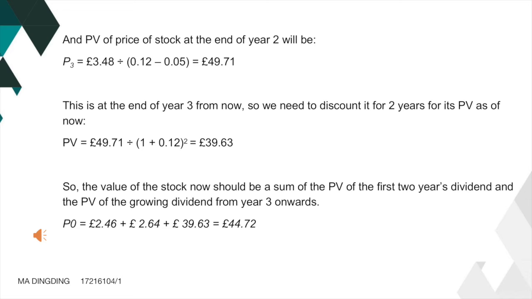This is the value at the end of year 2, so we need to discount it for 2 years to get its PV as of now. PV is equal to 49.71 divided by 1 plus 0.12 squared, which is 39.63. So the value of the stock now should be the sum of the PV of the first 2 years' dividends and the PV of the growing dividends from year 3 onwards. P0 is equal to 2.46 plus 2.64 plus 39.63, which is 44.72.